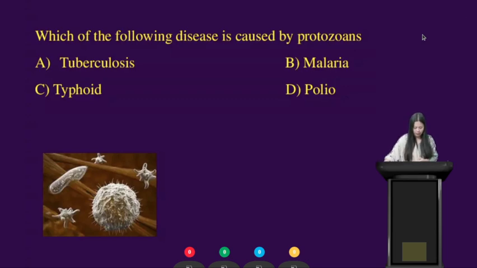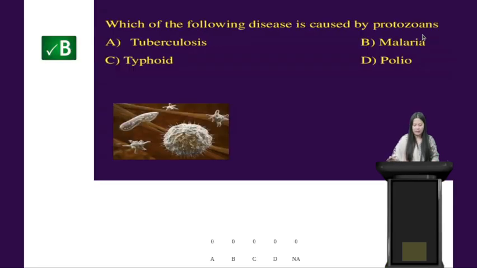Alright students, your time is up. So let us see. Tuberculosis is caused by bacteria. Typhoid is also caused by bacteria. Polio is caused by a virus. And malaria is caused by protozoa. So all these three, A, C and D, are not caused by protozoa. Option B, malaria, is caused by protozoa. So the correct answer for this question is option B, that is malaria.